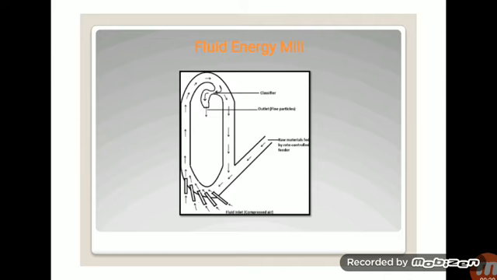This is a mill used for heat-sensitive drugs as well as those materials that have a high degree of purity, or where a high degree of purity is required. In that case, the fluid energy mill is used. Okay, one by one we are going to see the principle, construction and working. First, we are seeing the principle.